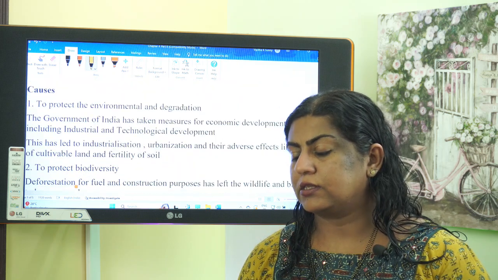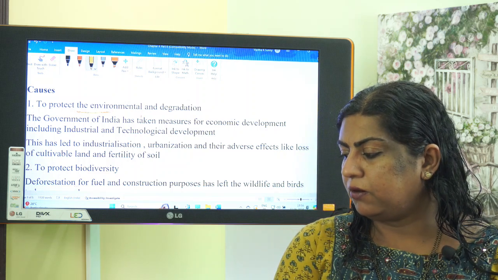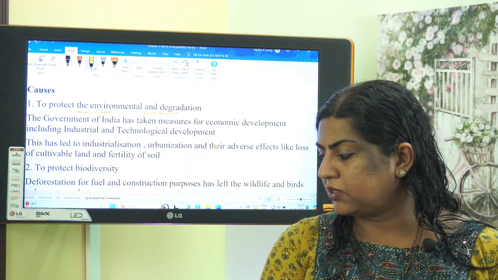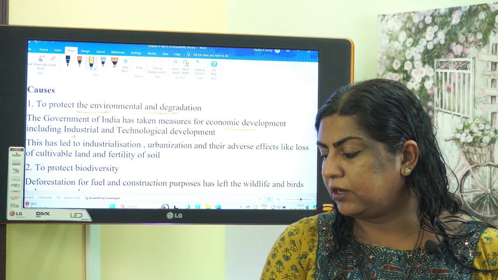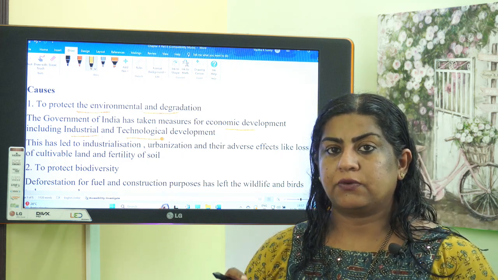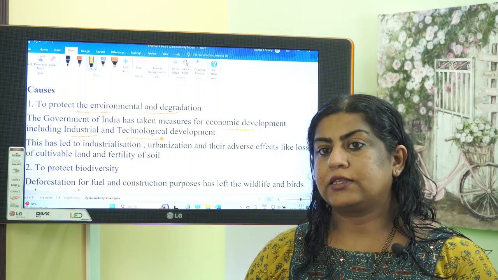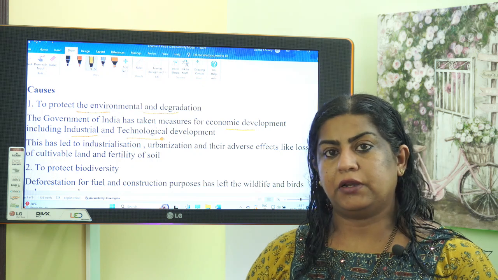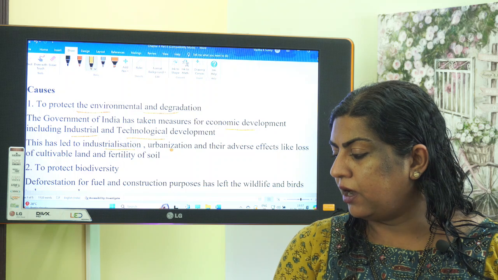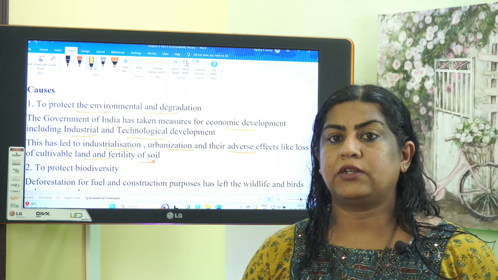Now what are the causes for this environment movement? The first cause is to protect against environmental degradation. The government of India has taken measures for economic development, including industrial and technological development. This development led to industrialization, urbanization and their adverse effects like loss of cultivable land and fertility of soil.